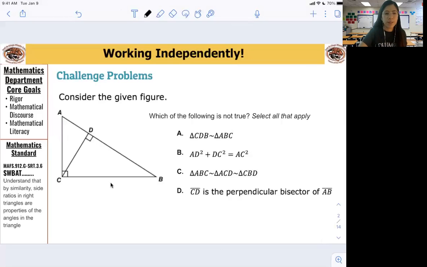Yeah, let's go over this one because y'all are not quite right. Let's take a look. Which of the following is not true? Not true. Which of these is false? First one, CDB is what's this again? What does that mean? Similar to ABC. Okay, is that true?